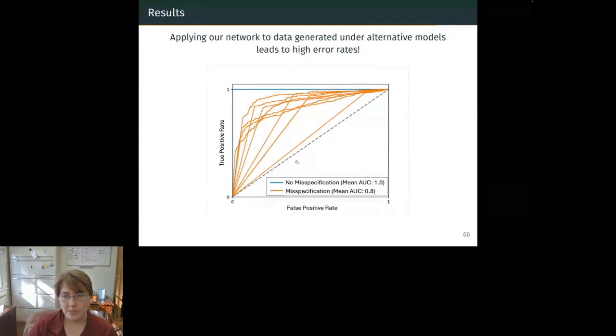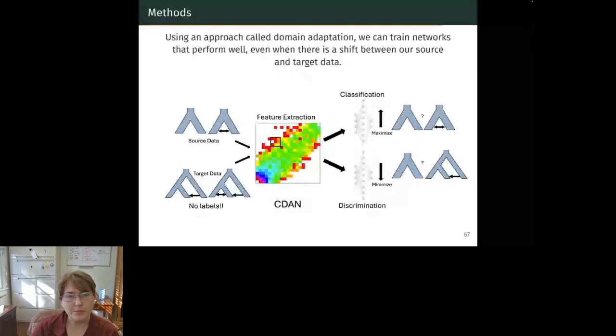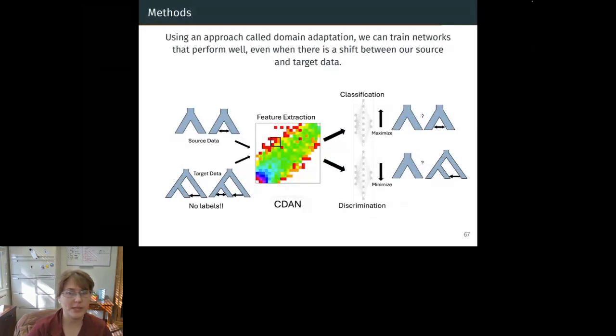Okay, so we've identified a problem, but what can we do about it? We wanted to try an approach called domain adaptation. In domain adaptation, we try to train networks that perform well, even when we have a shift between our source and target data, or a domain shift. So in this case, we still have our source or training data. These are data sets where we know whether or not introgression happened between the focal populations, but we also have our target data. And one thing I really want to emphasize here is that we don't need any information about our target data.